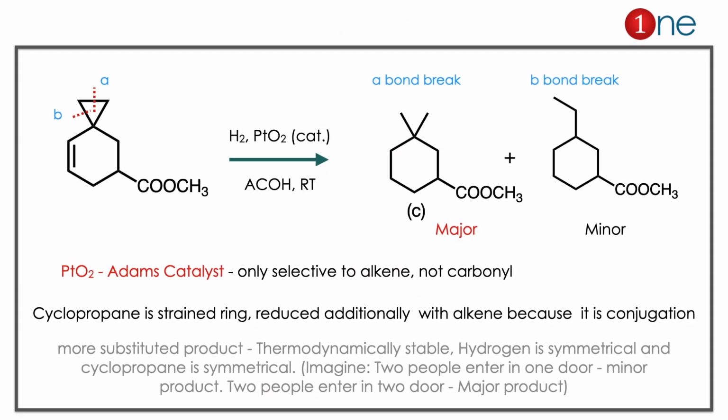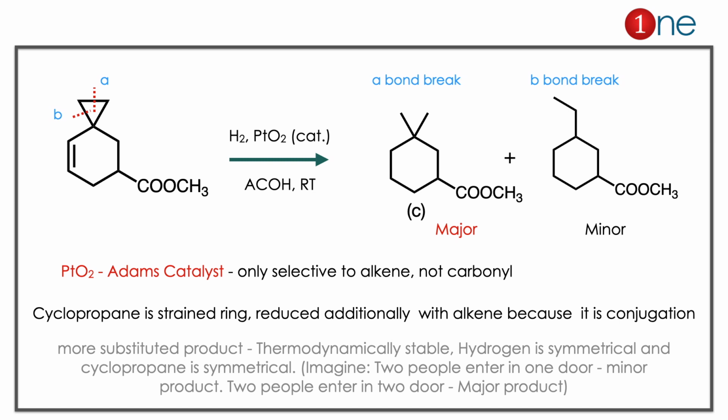In the starting material you have an alkene, and you are using hydrogen and platinum oxide. Platinum oxide is called Adams catalyst. Adams catalyst is a very selective reagent. It only reduces the alkene but not any other group. So the carbonyl in the ester will not be touched there. The reaction center is only the alkene.